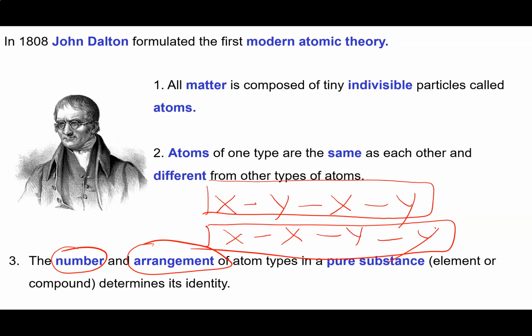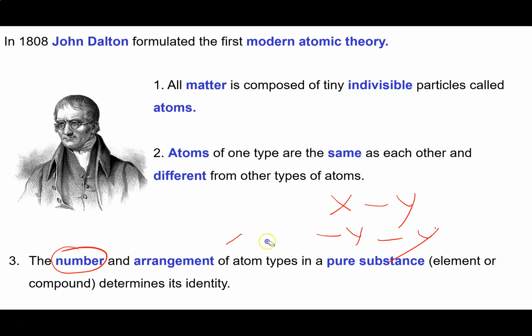It's not just the number of each of the different types of particles, it's also how they're connected, right? What about if we put them in a square? That would be interesting, right? Same number of each type of particle, but they're joined together in different ways, right? So that's kind of what John Dalton was getting to there.